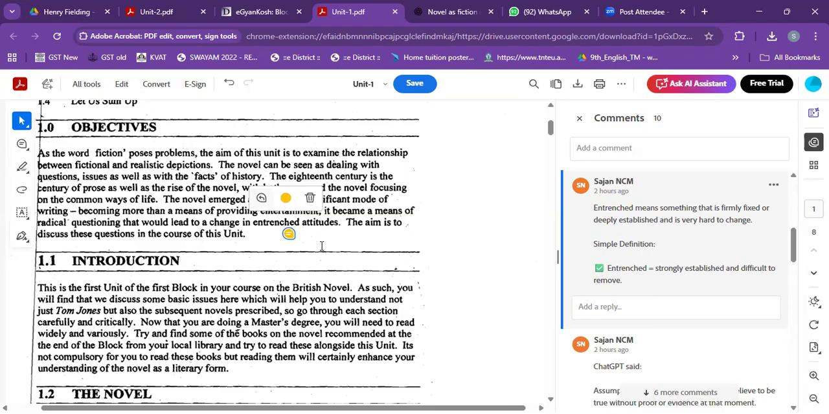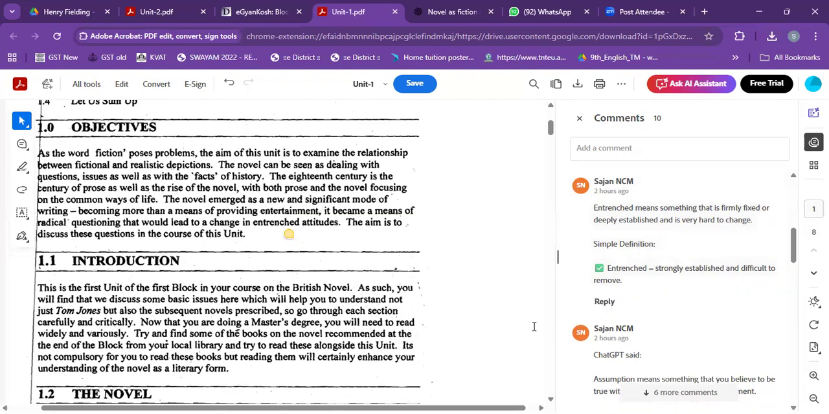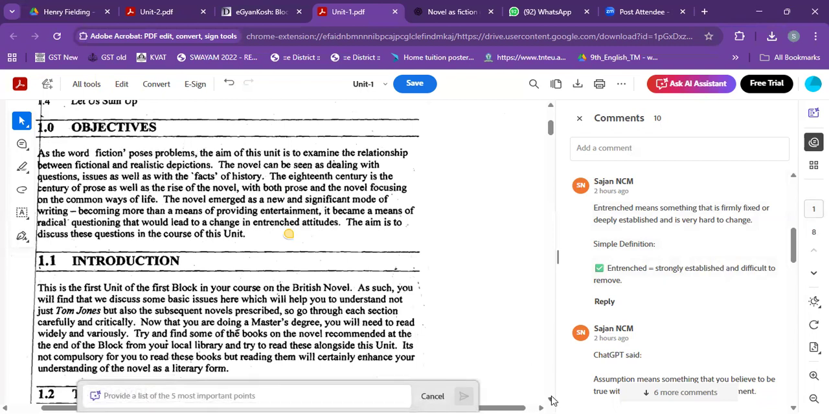that okay, rice is not good, and then that entrenched attitude is changing. So entrenched means something that is firmly fixed or deeply established. The aim is to discuss these questions in the course of these units. So some of these questions we are going to discuss as we study further.